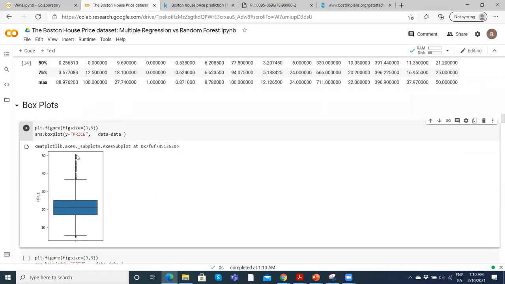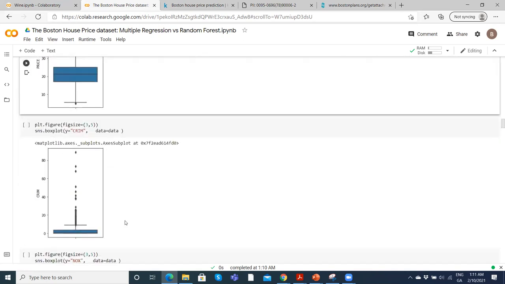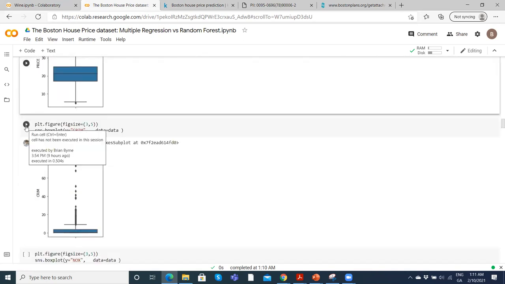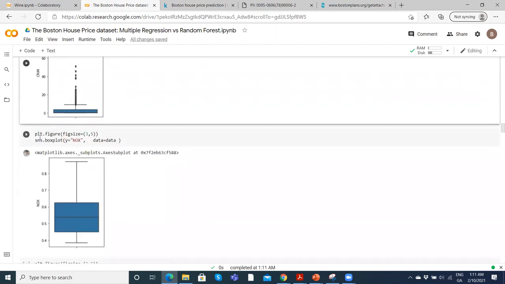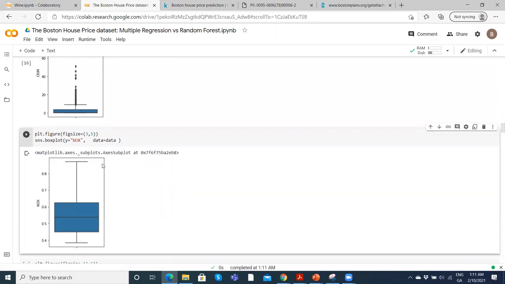And we can see there are quite a few outliers, and we have the first quartile, the fourth quartile, the median values. Again, we do that for crime, and we can see there's a lot of outliers. So a lot of the time the crime can be quite low, but then there are areas where it's quite pronounced.